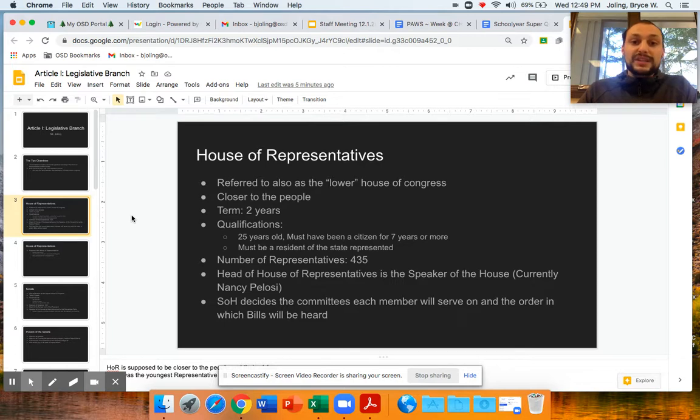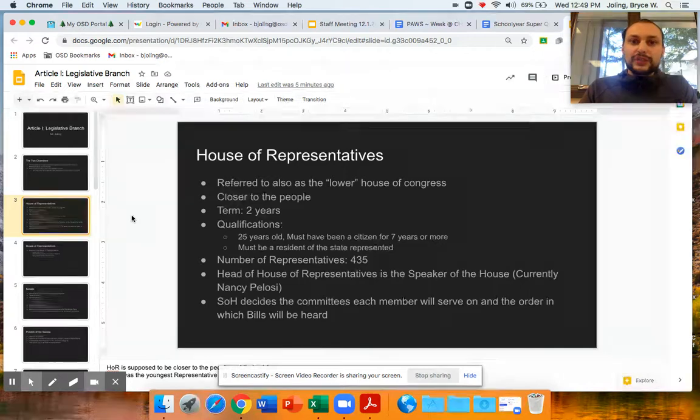The number of representatives in the House is 435. It's been that way since I want to say 1911. So we've had 435 members in the House of Representatives for quite a long time. The head of the House of Representatives is known as the Speaker of the House. Currently, our Speaker of the House is Nancy Pelosi. She is a Democrat from California.